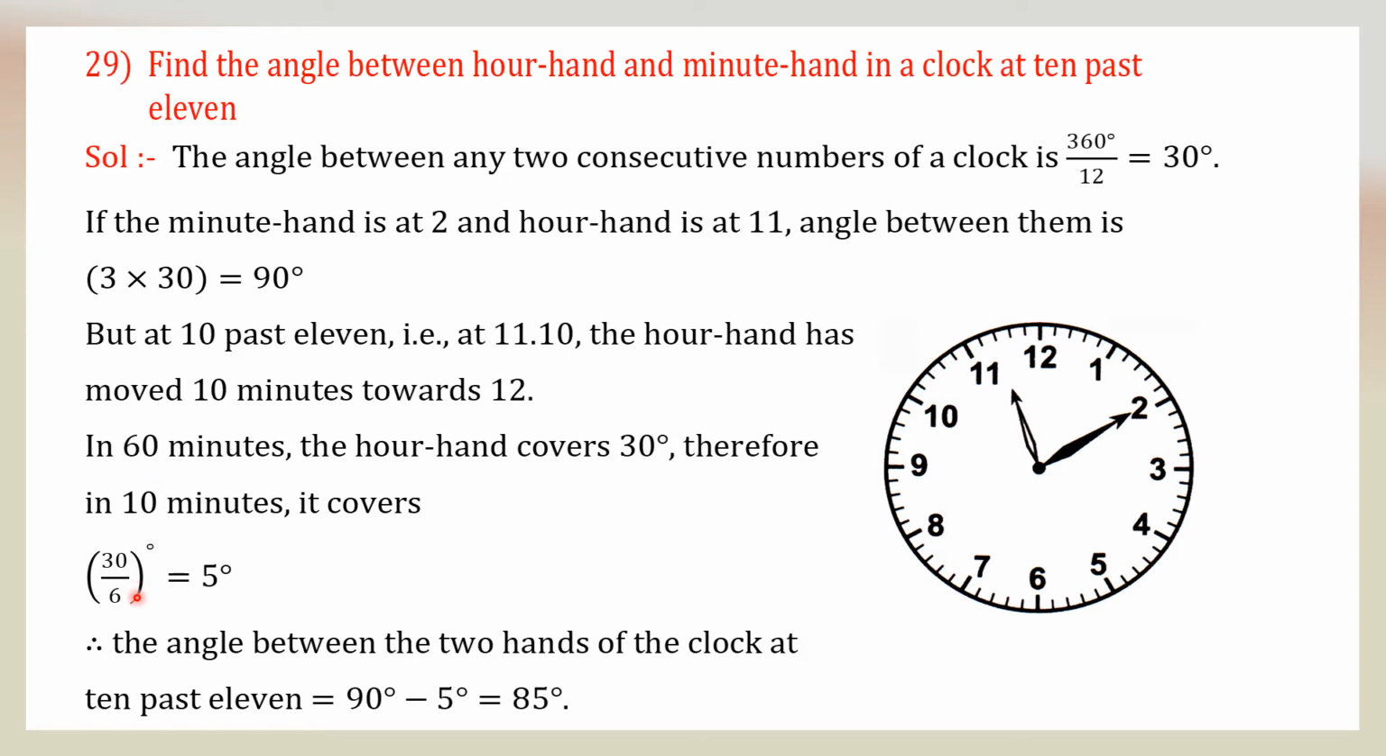The zeros cancel. We get 30 divided by 6 degrees equals 5 degrees. That is the angle covered by the hour hand in 10 minutes. We find the angle between two hands of a clock at 10 past 11. The angle between 11 and 2 is 90 degrees. The hour hand in 10 minutes takes an angle of 5 degrees. Therefore 90 degrees minus 5 degrees equals 85 degrees.